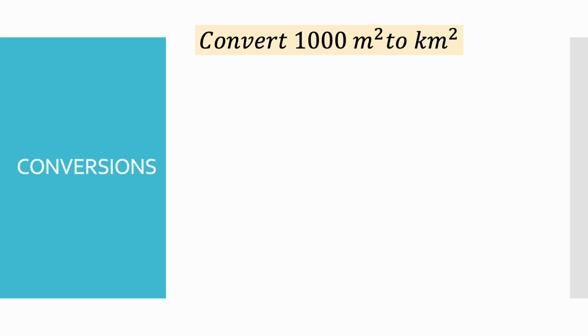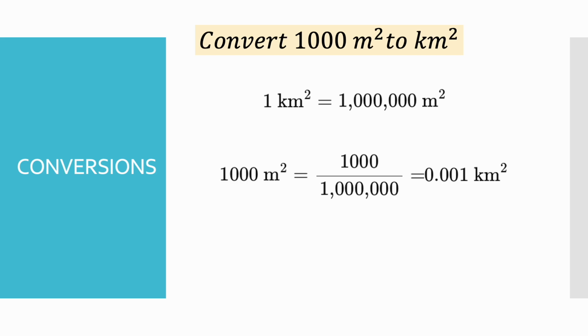Now let's convert 1000 square meters to square kilometers. We know that 1 square kilometer is equal to 10 lakhs, 10 raised to 6, 1 million meter square. Therefore, 1000 meter square would be equal to 1000 divided by 10 to the power 6. So, the answer would be equal to 0.001 kilometer square.